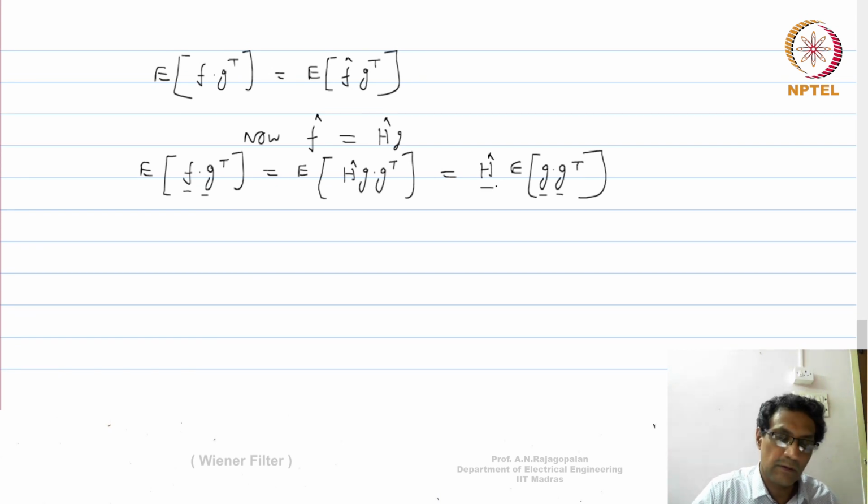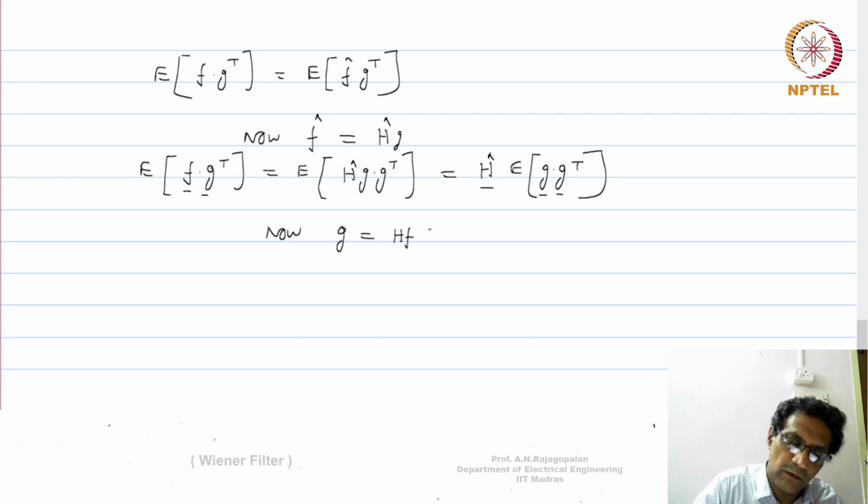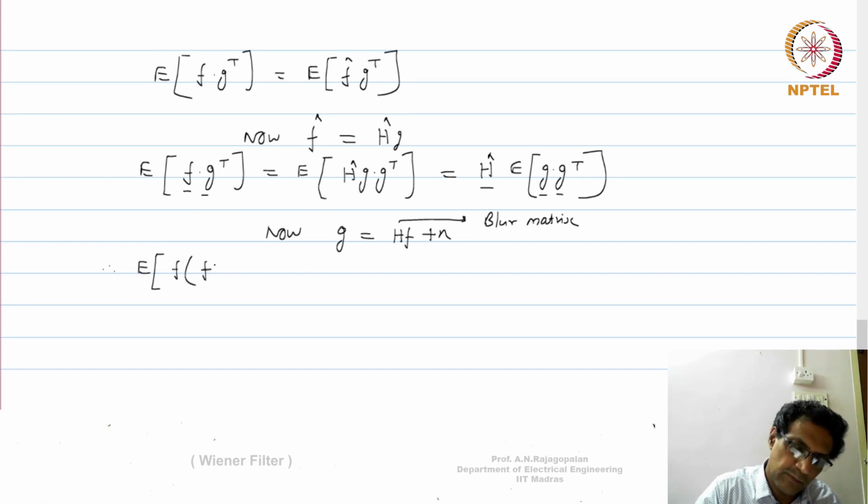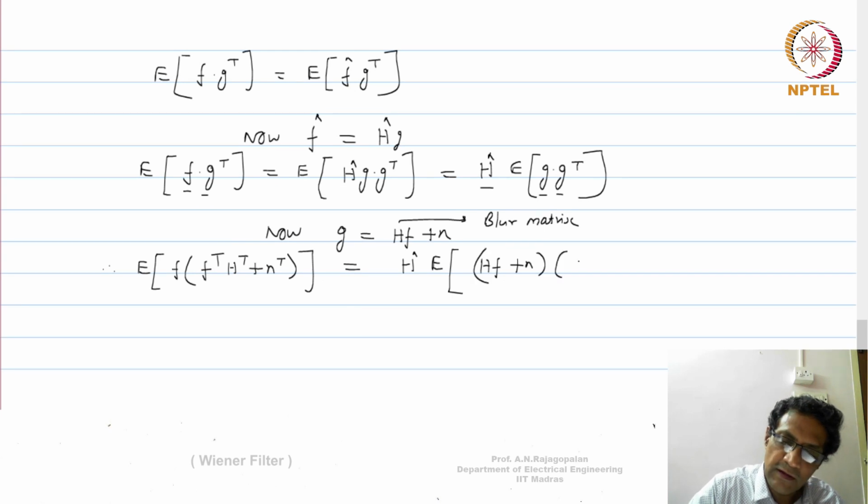Now, we will actually bring in the observation model, because until now, if you have observed, we have done exactly what we did for LMSE and so on. We haven't brought in anything regarding the relation between G and F. Now we know that G is equal to HF plus N. This H is the blur matrix, different from H hat, which is our estimator. Our blur matrix is H. And therefore, we can write this as expectation F into G transpose. So, G is this, G transpose will be F transpose H transpose plus N transpose, is equal to H hat into expectation G transposes HF plus N into G transposes F transpose H transpose plus N transpose.